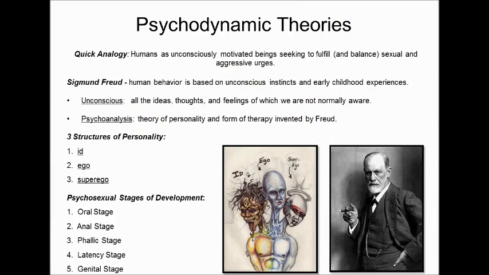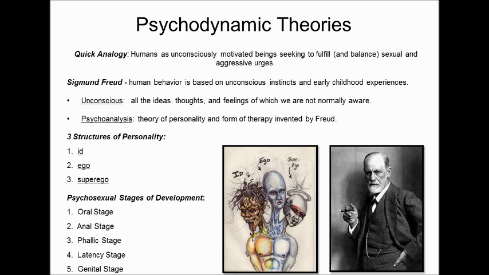The first big theory is the psychodynamic perspective. A quick analogy here: humans are unconsciously motivated beings seeking to fulfill and balance our sexual and aggressive urges. And the really big name that you would associate with the psychodynamic approach is Sigmund Freud, who you can see holding a cigar right here. If there's a psychologist who's holding a cigar, it's probably Freud, very well known for that.